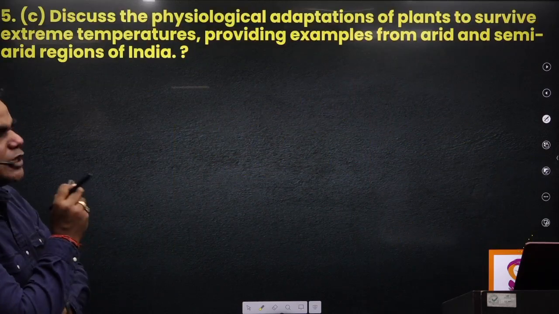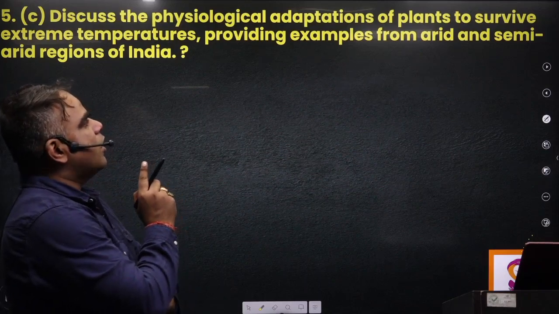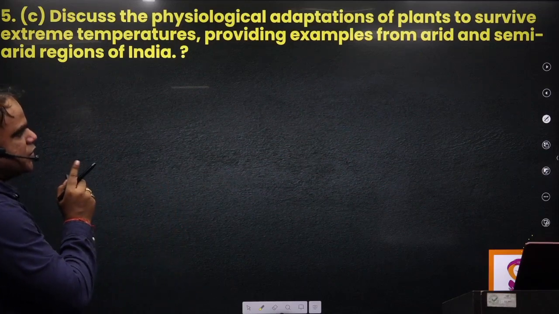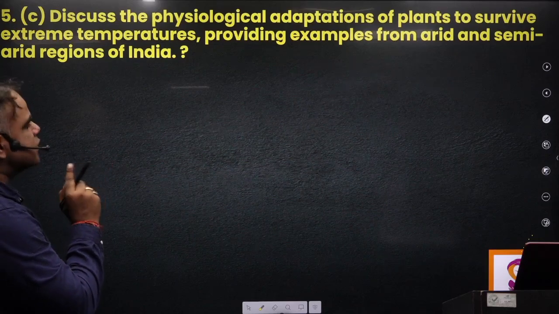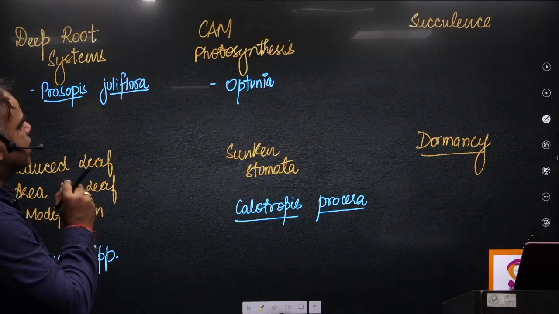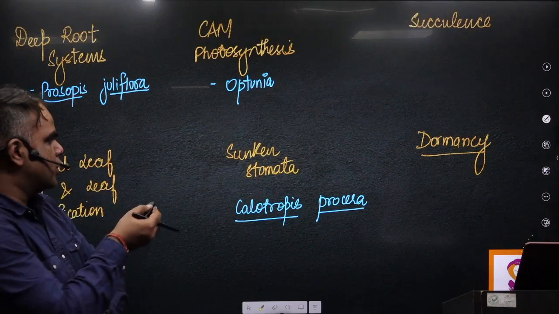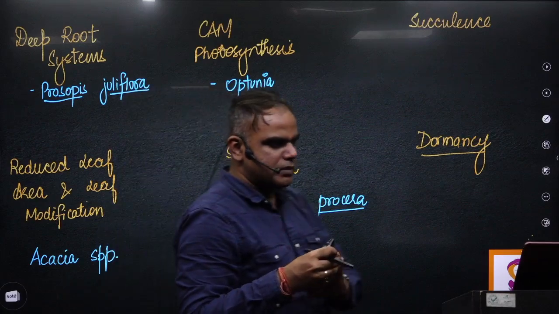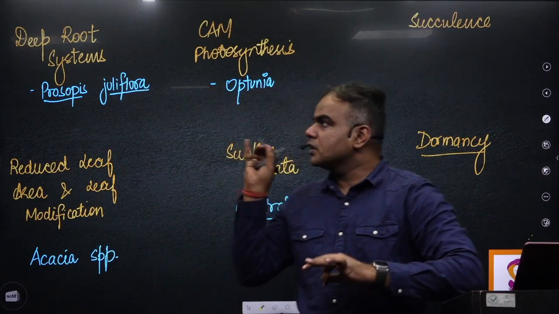Now discuss the physiological adaptations of plants to survive in extreme temperatures, providing examples from arid and semi-arid regions of India. Here there are many examples that you should know, and by now you have to try to remember them exactly.